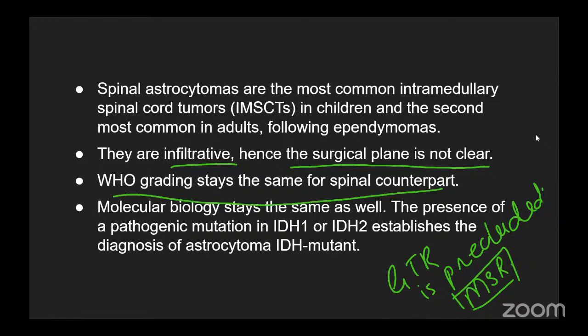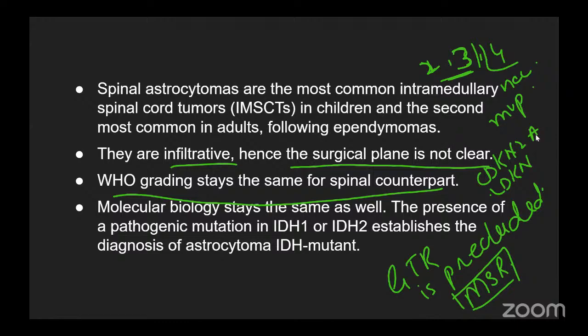So the WHO grading system stays the same for the spinal counterpart. Can somebody go over it quickly? Anybody remembers astrocytoma WHO grading? No, it's easy. Grade 2, grade 3, grade 4. Grade 2 and 3 can be defined histologically. Grade 4 can also be defined histologically with necrosis or with microvascular proliferation. And there is a molecular abnormality that renders any grade 2 or 3 into 4, CDKN2A or CDKN2B. So if you find this molecular abnormality within a grade 2 or grade 3, it's automatically going to upgrade the tumor to grade 4. Are we clear till this?